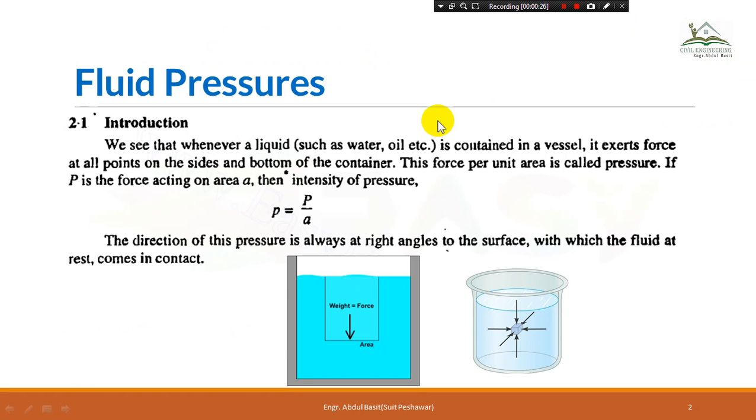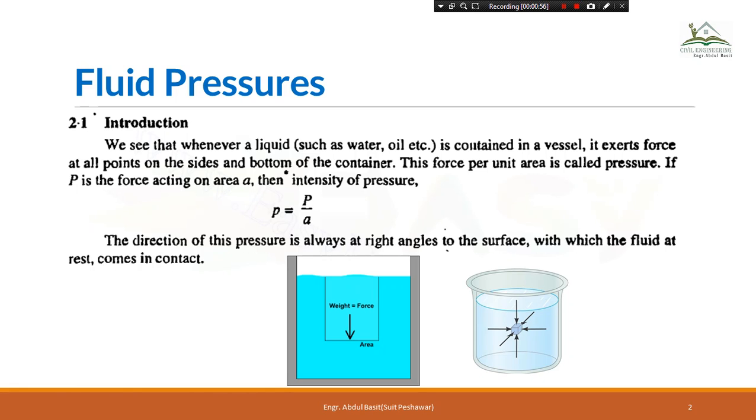Coming towards the fluid pressure, first of all, let me remind you that in previous few lectures we have discussed different terminologies of fluid mechanics, and then branches of fluid mechanics, and then different types of small definitions. We have also discussed Newton's law of viscosity. So now we are continuing that previous discussion. Let me talk about fluid pressure now.